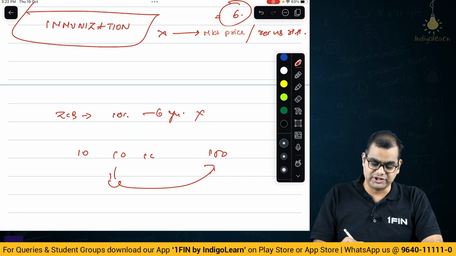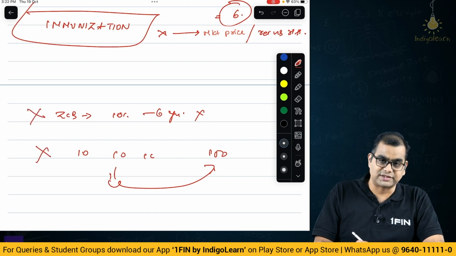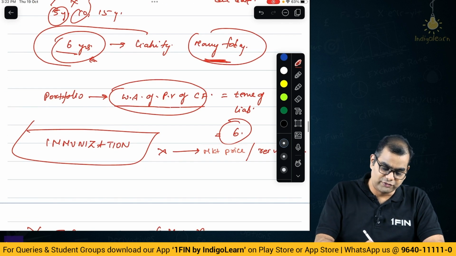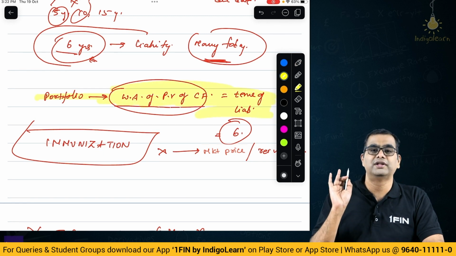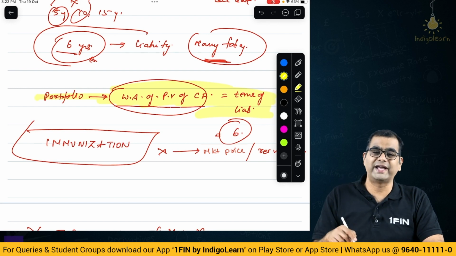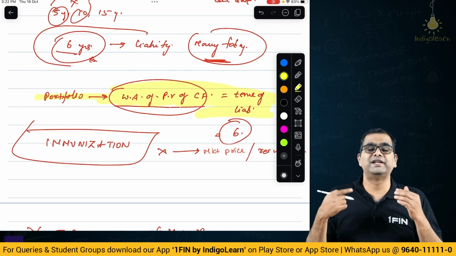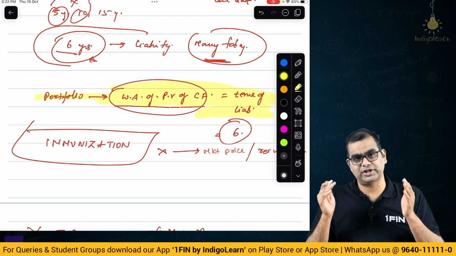So, what you will do is, instead of doing this or this, you will rather invest in a portfolio which has the weighted average of present value of cash flows equal to the tenure of the liability. Then you have immunized a portfolio against any changes in market prices or reinvestment risk of the principal if the bond is maturing before.